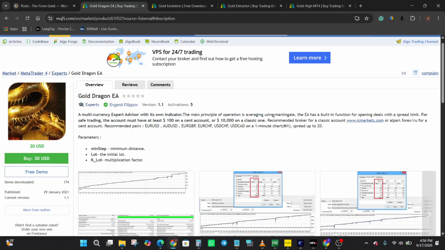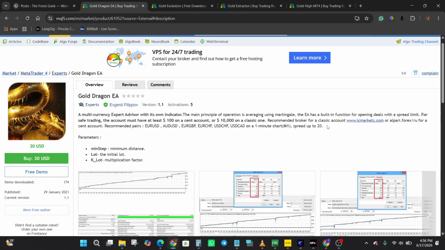Since these position management methods can significantly increase exposure during adverse market movements, it is important for traders to understand the risks involved before using the system. Looking further, the developer provides recommended trading pairs including Euro USD, AUD USD, Euro GBP, Euro CHF, USD CHF, and USD CAD. The recommended time frame is M1, and the suggested spread should remain at or below 20.